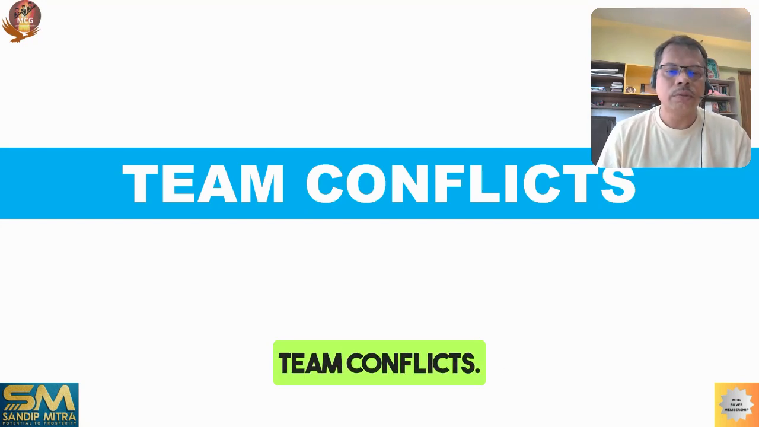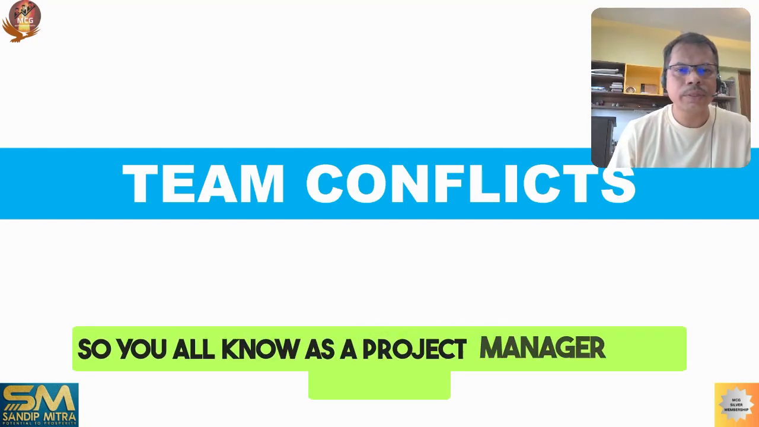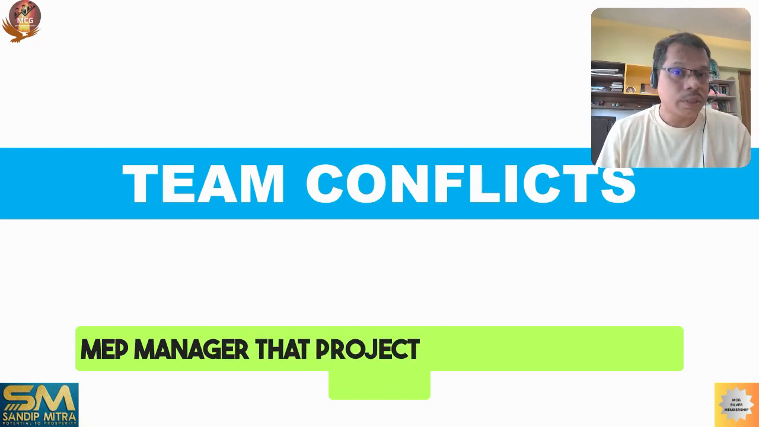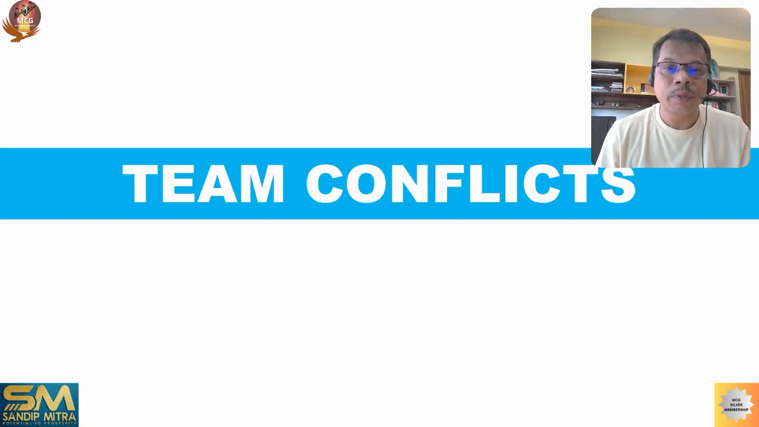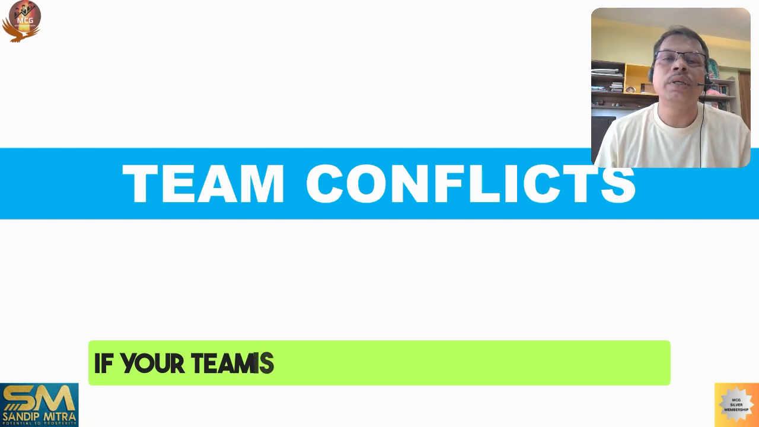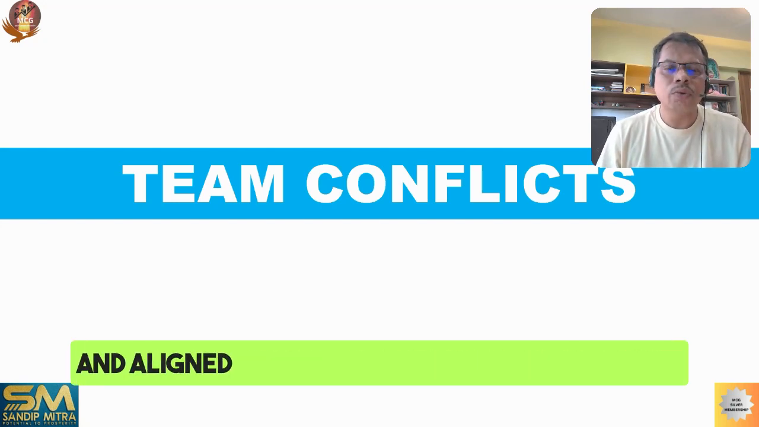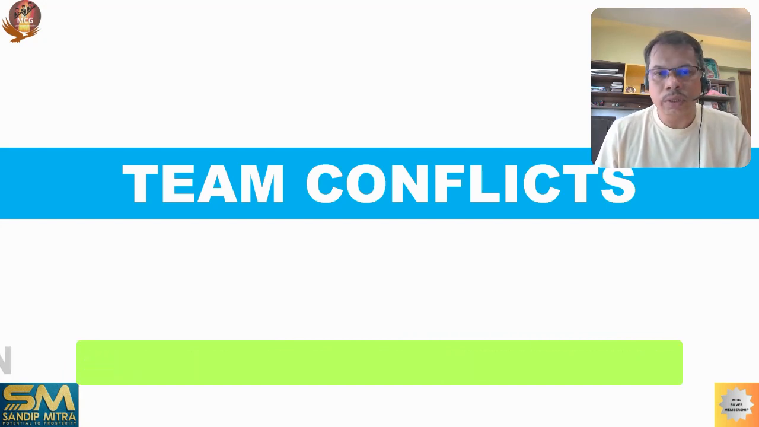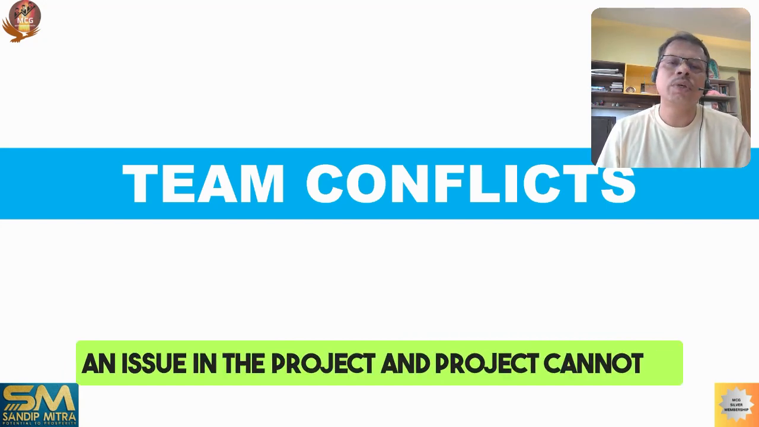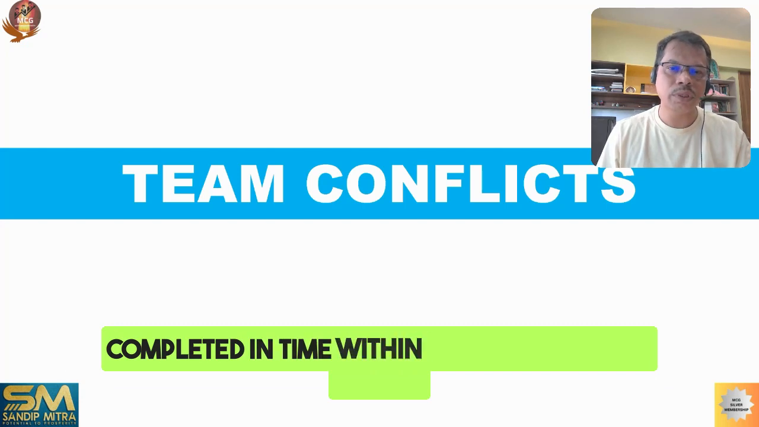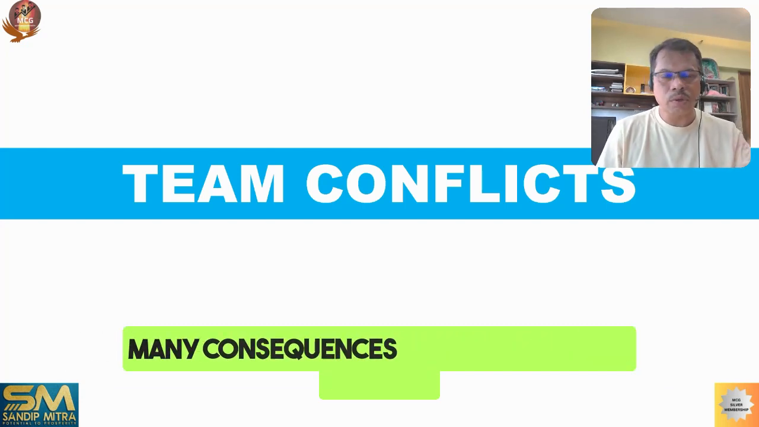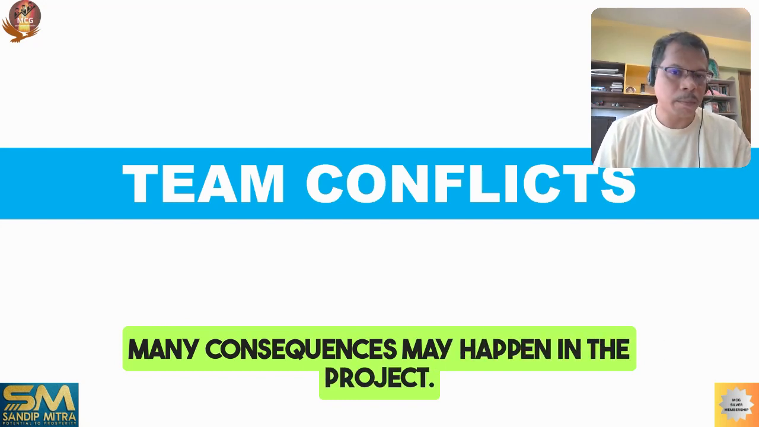Team conflicts. So we all know as a project manager, MEP engineer, or MEP manager, that project success depends on a team. If your team is not aligned with the project and with your goal, then there will be an issue in the project, and the project cannot be completed in time and within budget, and many consequences may happen in the project.